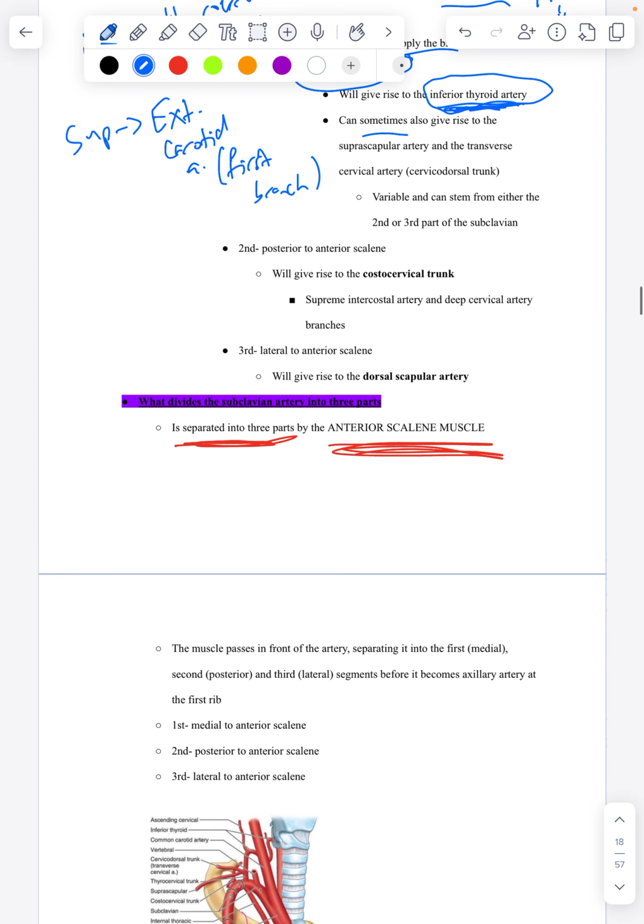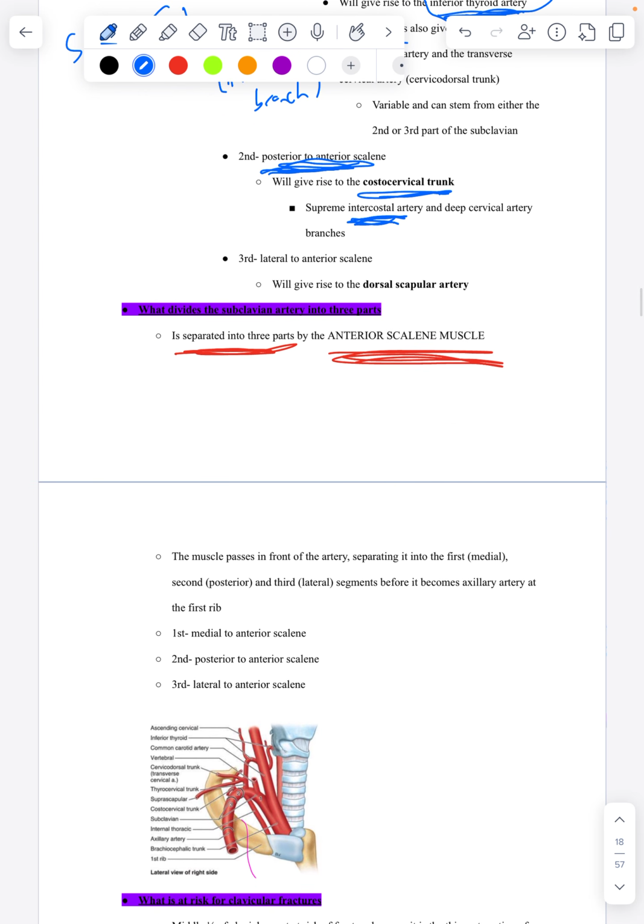Now the second part, remember, that's where the anterior scalene is, so this will be posterior to it, and it's the costocervical trunk. When you have costo, it's like rib stuff, so the artery there is going to be between the ribs, or intercostal. And then later you have the dorsal scapular artery, and this is like back scapula, so this is going to supply things like your rhomboids, like your levator scapula, and what else is there? Your traps.